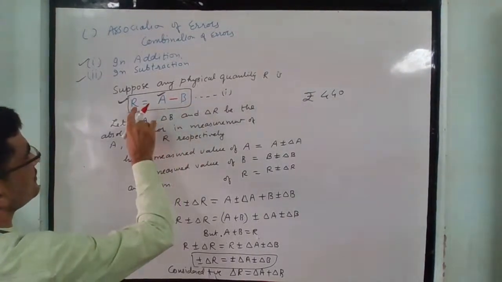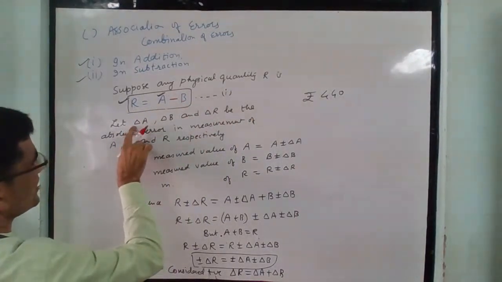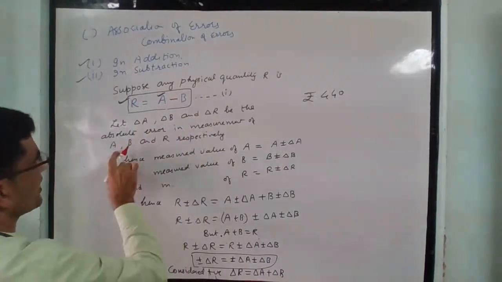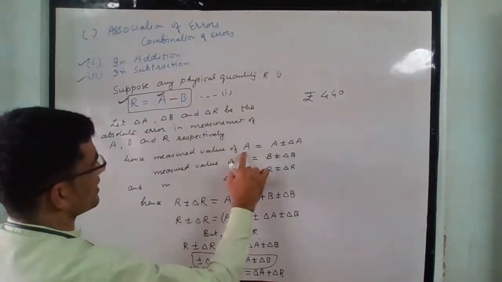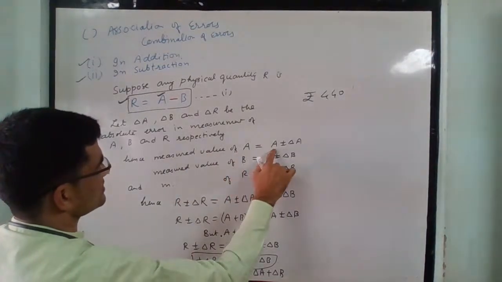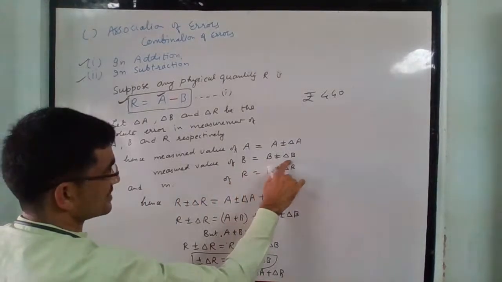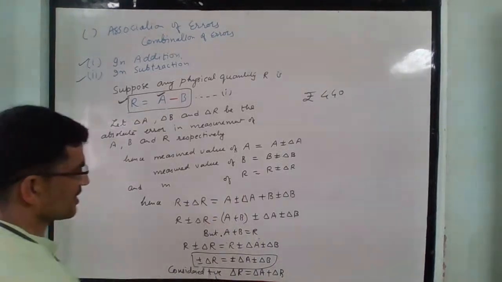Okay, suppose in any physical quantity R is given A minus B. So let delta A, delta B, and delta R be the absolute error measurement of A, B, and R respectively. Okay. So what is A? The measured value of A is A plus minus delta A. The measured value of B is B plus minus delta B. And the measured value of R is R plus minus delta R.